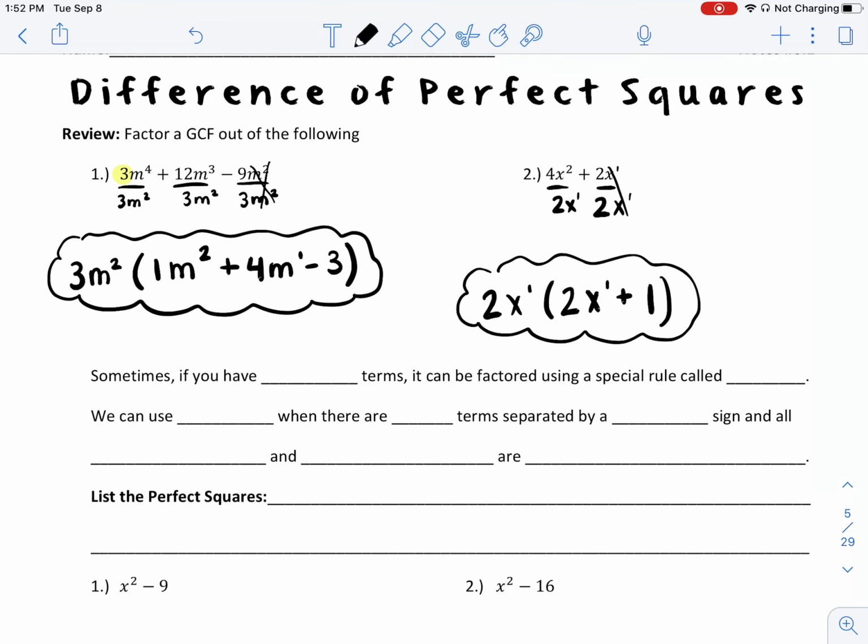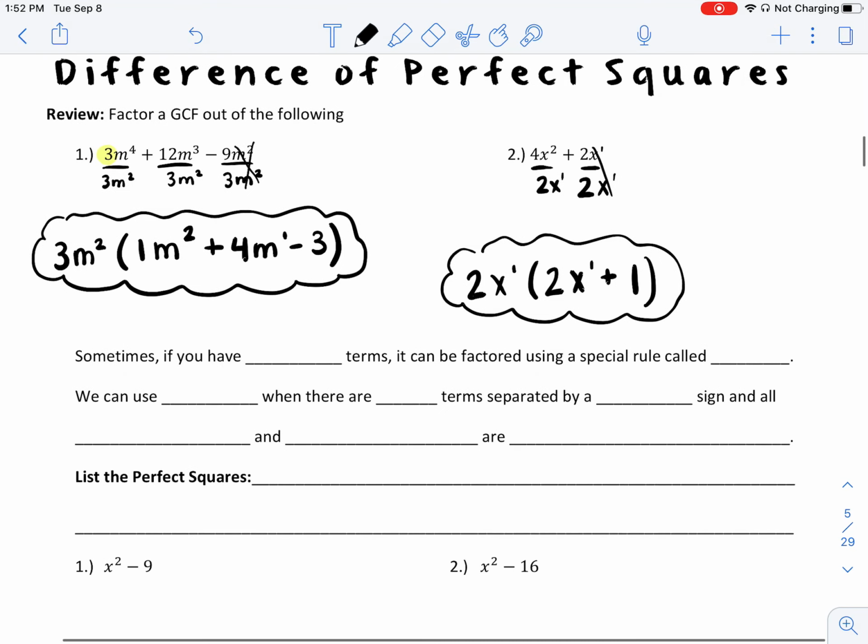So right now, today on Notes 0.2, we are going to relearn how to factor when we have a difference of perfect squares. So we've learned this back in Algebra 1, so hopefully it's not forgotten by you. Let's just fill in these blanks and then we'll get practicing and we'll fly through it. So sometimes if you have two terms, we use DOPS when you have two terms. It can be factored using a special rule called DOPS.